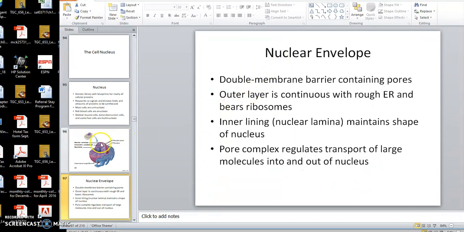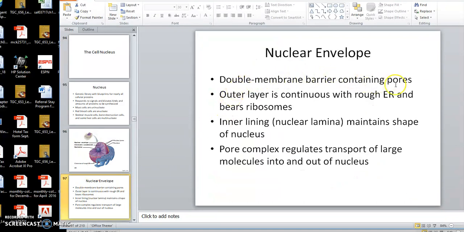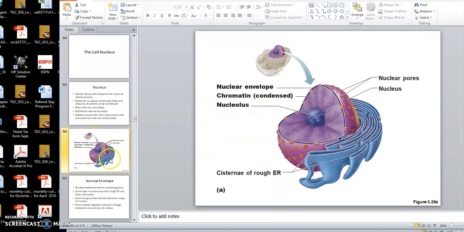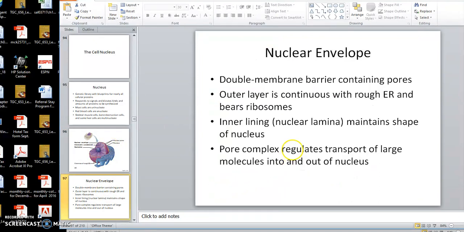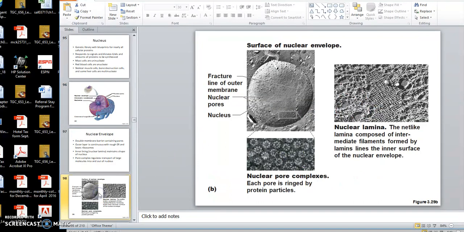The nuclear envelope, which should be this here, is a double membrane layer. The outer layer is continuous with another structure we'll talk about called the endoplasmic reticulum. So you have an outer nuclear membrane, an inner nuclear membrane, and an intermembrane space. The pore complex allows large particles to come in and out, like something we'll call messenger RNA later. So here would be the surface of the nuclear envelope.